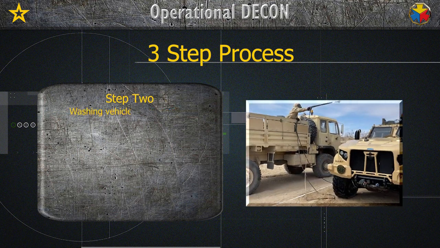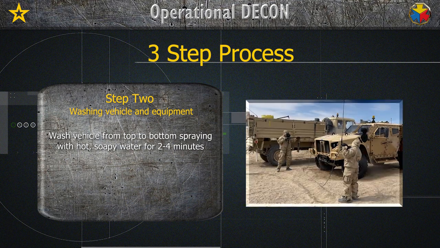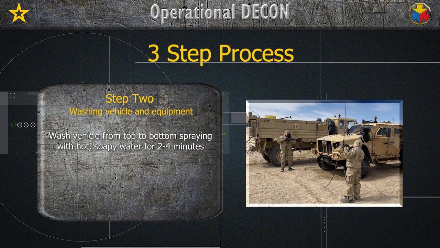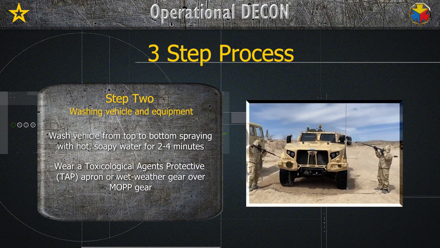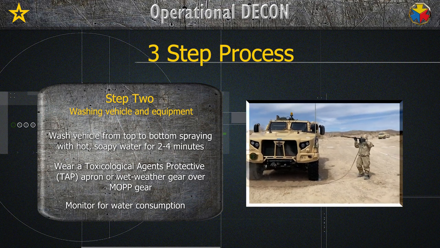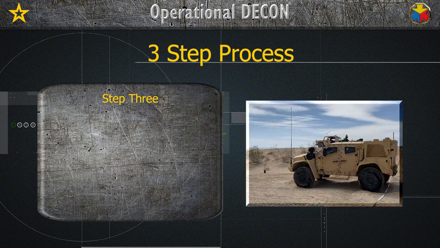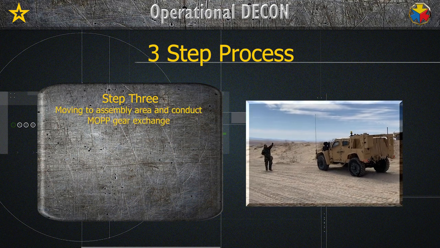Step two involves washing the vehicle and equipment. Personnel wash equipment from top to bottom, spraying hot soapy water for 2 to 4 minutes per vehicle. The decon crew wears a toxicological agent protective apron or wet weather gear over mop gear, and the crew monitors for water consumption. Step three involves moving to the assembly area and conducting mop gear exchange.